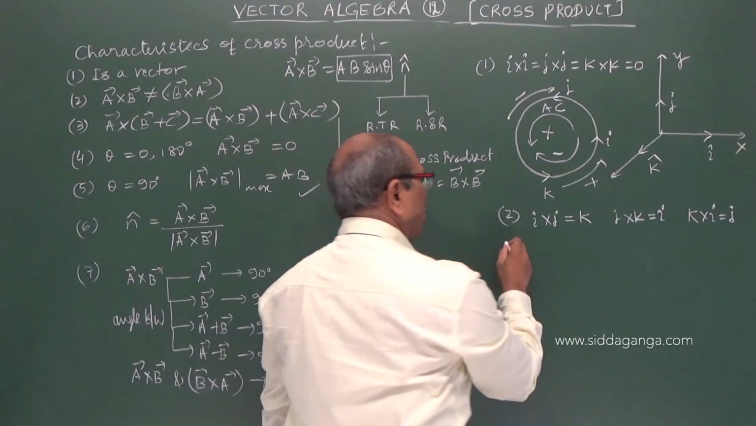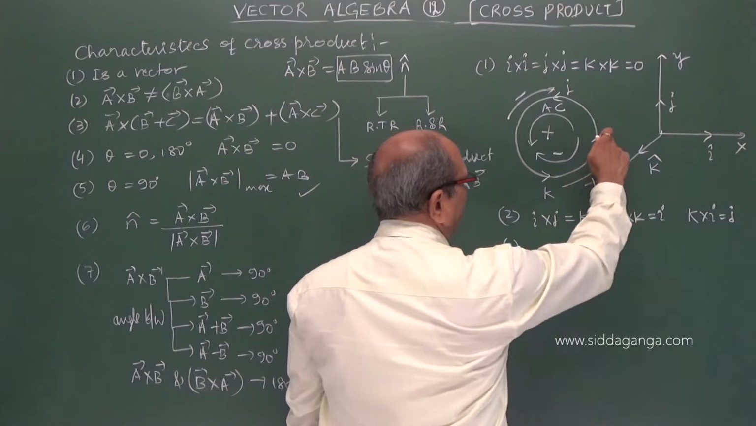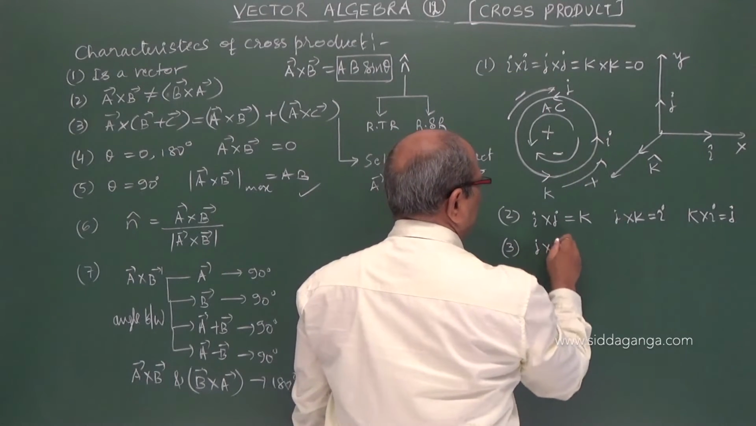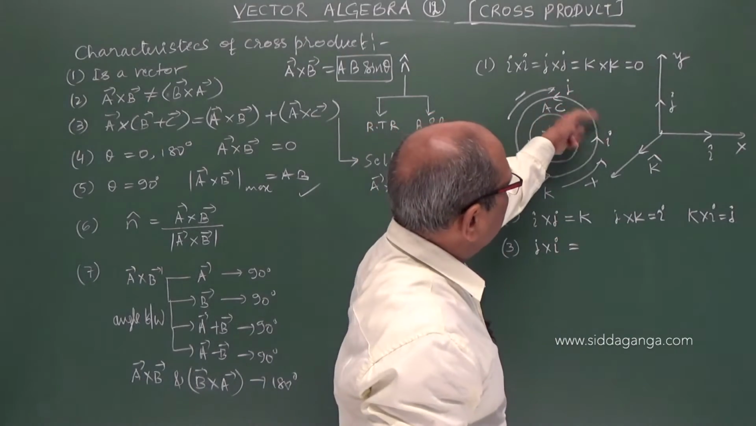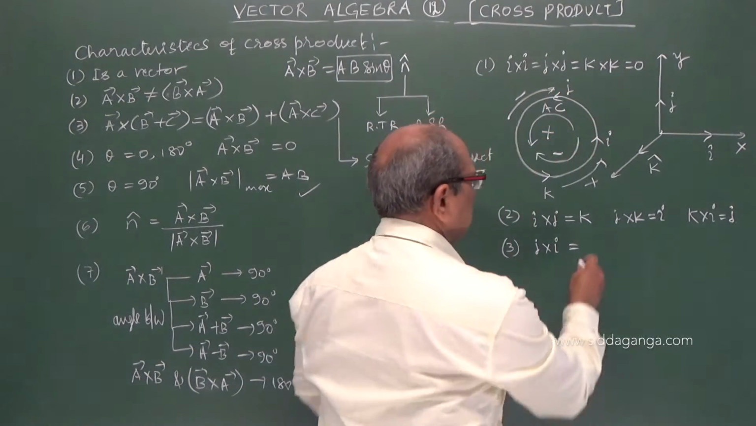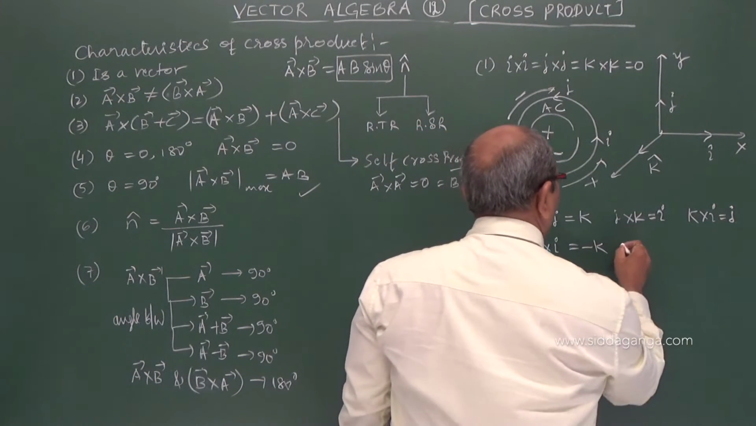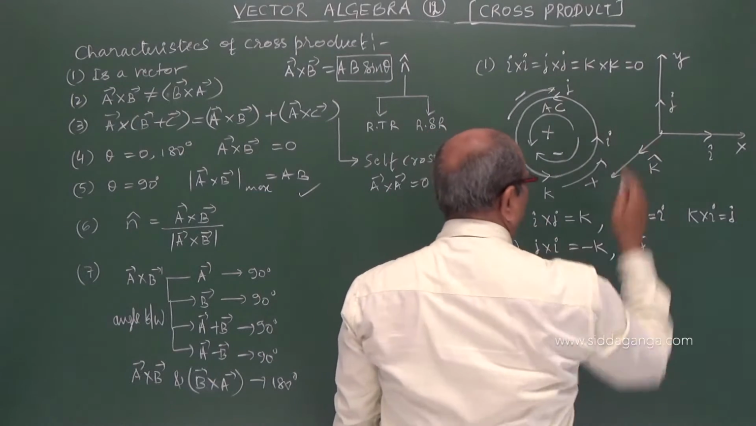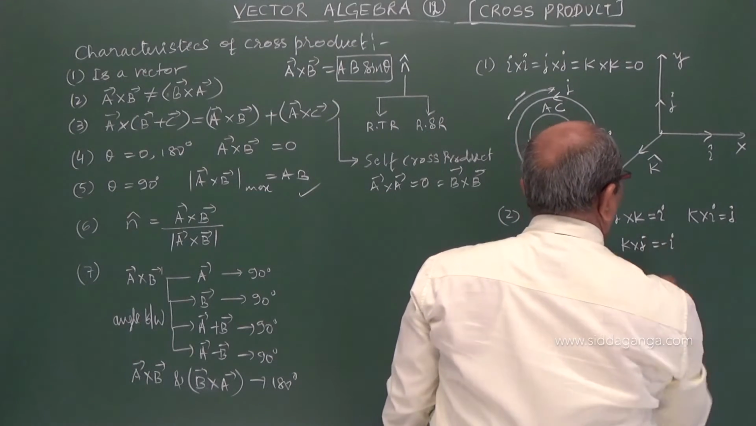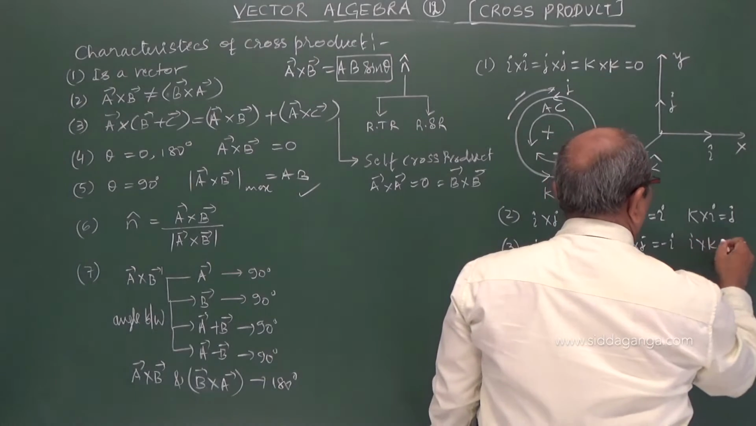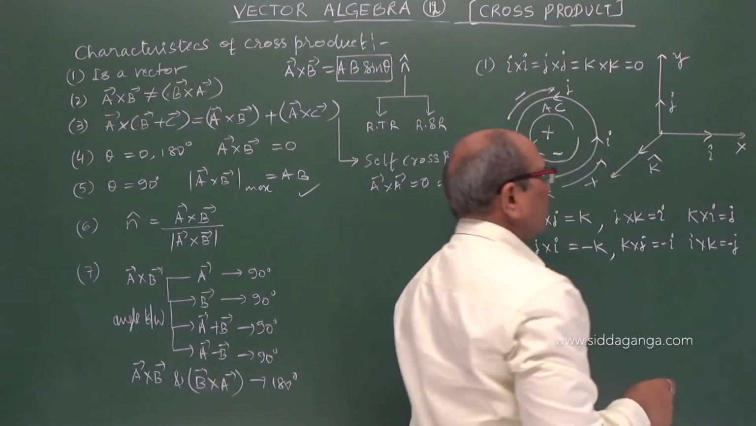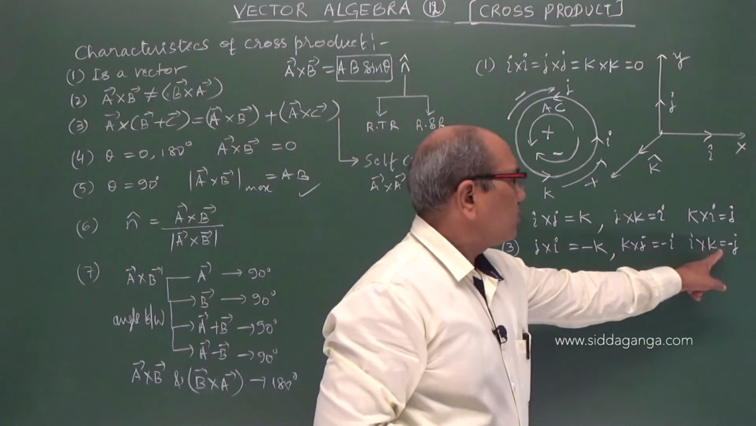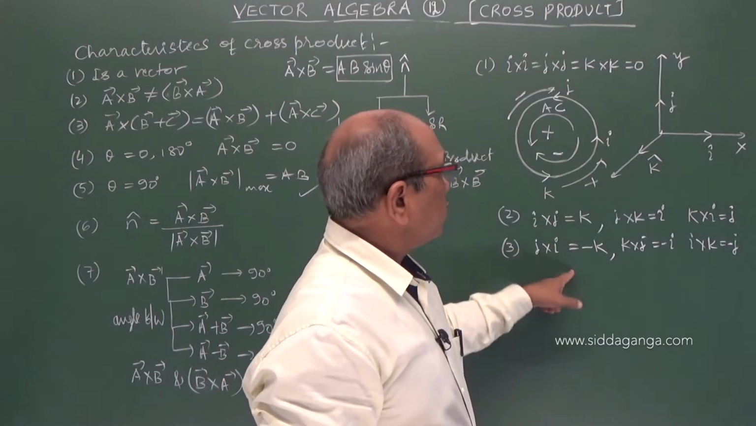Get it? Or if you come to J cross I, here itself I change. If you write J cross I, coming like this, clockwise, it is minus K. Similarly, K cross J is minus I. And I cross K is minus J. I think you have understood.